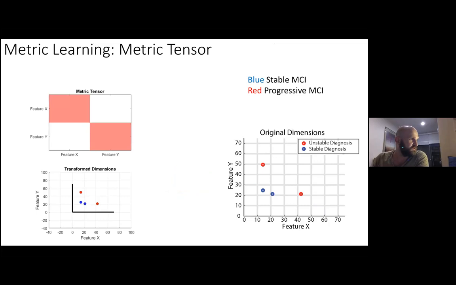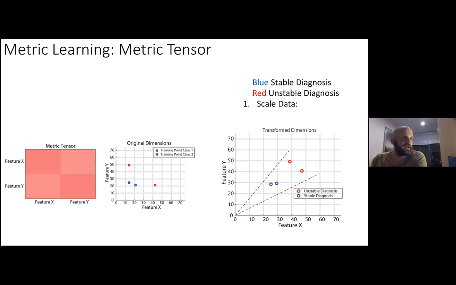The first step is we're going to try and scale our data so that points of the same class are closer to each other. So we want the red dots to be adjacent, the blue dots to be adjacent, and the red and blue to be far away. The first stage is that you learn this metric tensor, and that's going to scale your feature space to try and force these data points together. So all we have to do to create this transformed space is multiply any new data point by this metric tensor.